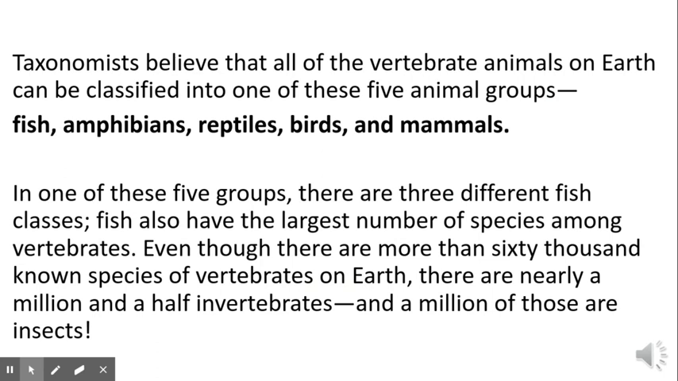Taxonomists believe that all of the vertebrate animals on Earth can be classified into one of these 5 animal groups: fish, amphibians, reptiles, birds, and mammals. In one of these 5 groups, there are 3 different fish classes. Fish also have the largest number of species among vertebrates. Even though there are more than 60,000 known species of vertebrates on Earth, there are nearly 1.5 million invertebrates, and 1 million of those are insects.